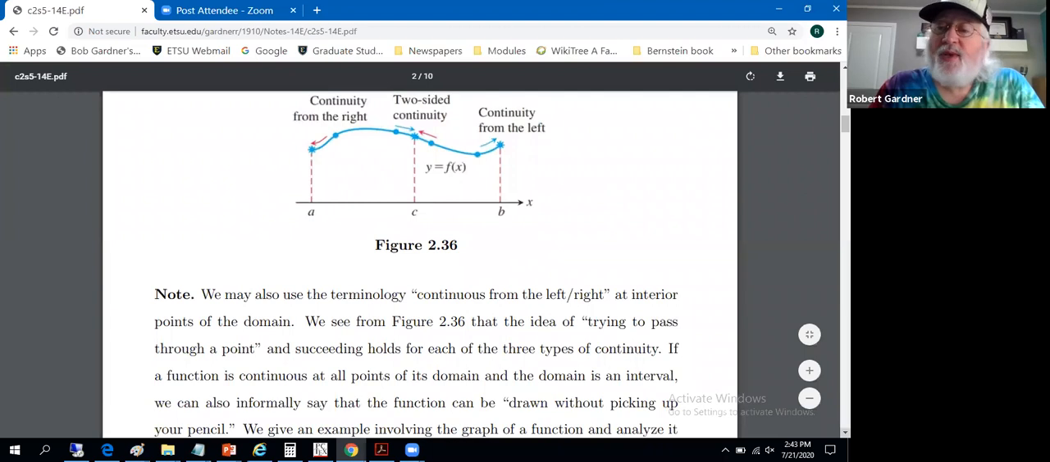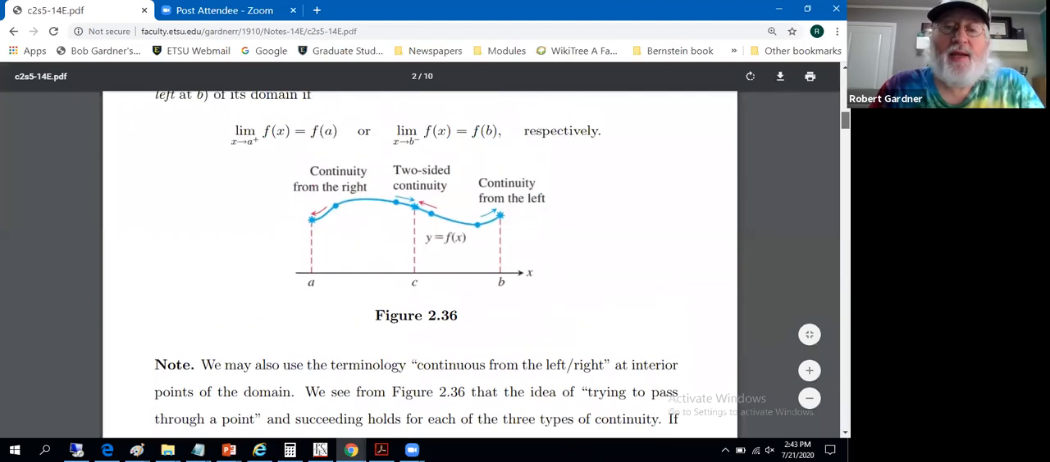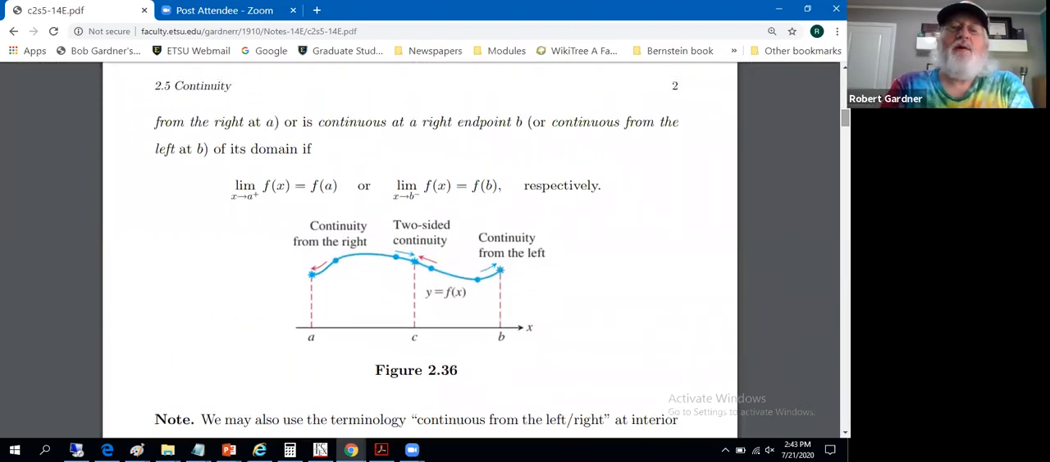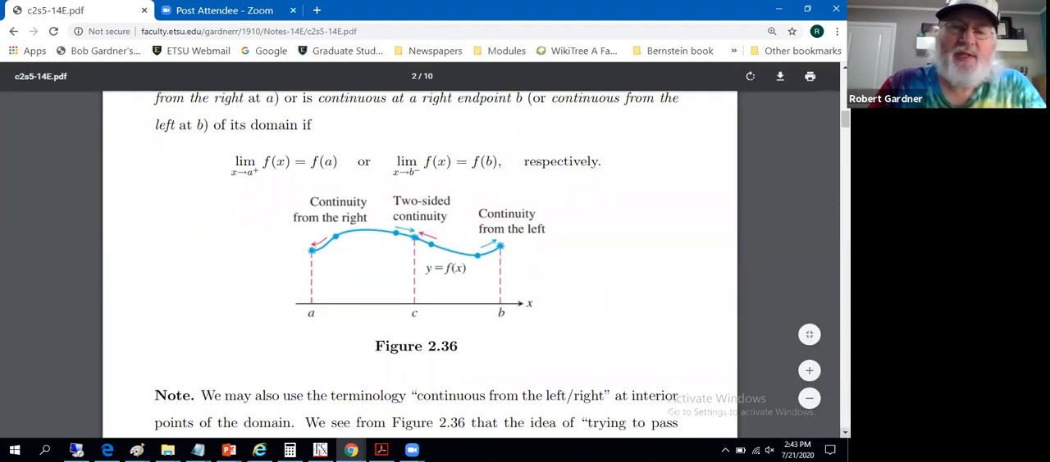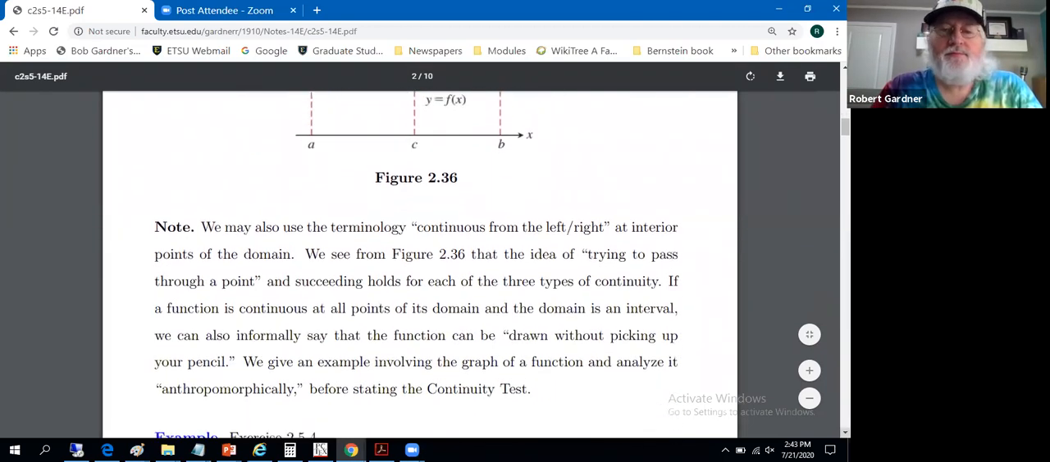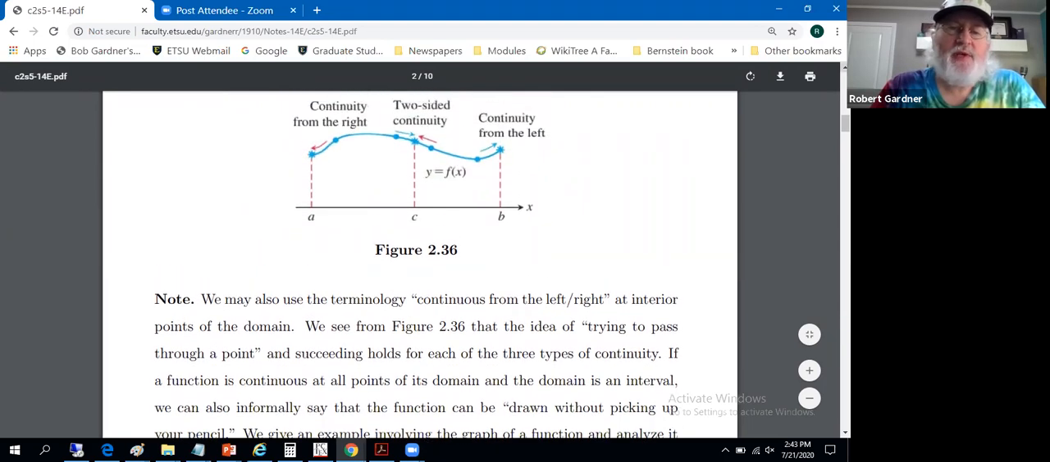Okay, so we got away with all of that without the epsilons and deltas, right? Well, whenever you say this limit stuff, there's epsilons and deltas lurking underneath. So there's epsilons and deltas in this, but we're reaching a stage now where we can sort of bury that level of detail. We can also use this terminology of continuous from the left and the right. At interior points, we might have a function that's continuous from the left, but not from the right.